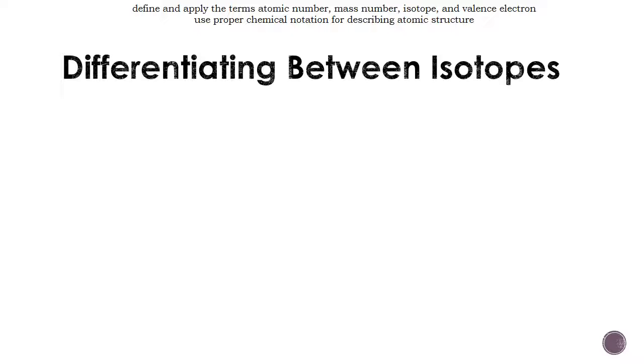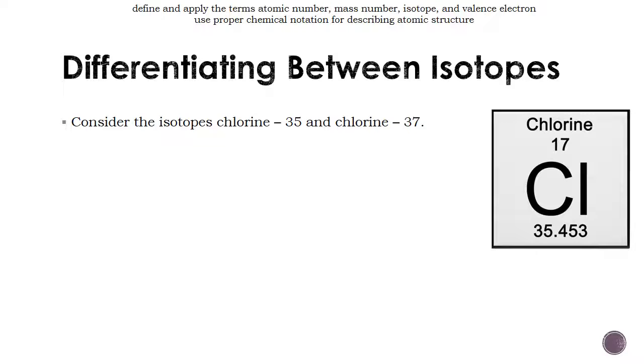Let's consider a different question here. Let's consider the isotopes of chlorine 35 and chlorine 37. So I have 2 atoms. One of them is a chlorine 35 atom, the other one's a chlorine 37 atom. And here we can see what the box for chlorine might look like on the periodic table. So, some questions considering these atoms.